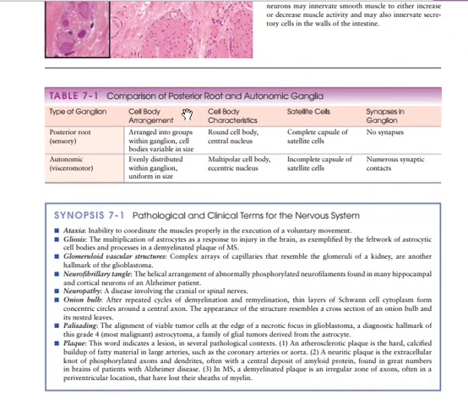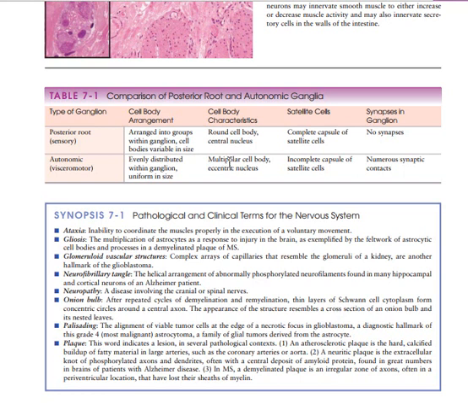Now we need to see the comparison between the posterior root ganglia and the autonomic ganglia. Based on the cell body arrangement, the posterior root ganglia are arranged into groups within the ganglion, and the cell bodies are variable in size. In the autonomic ganglia, they are evenly distributed within the ganglion and uniform in size.